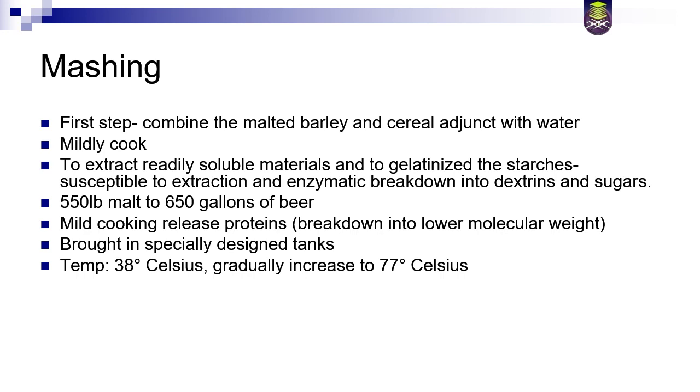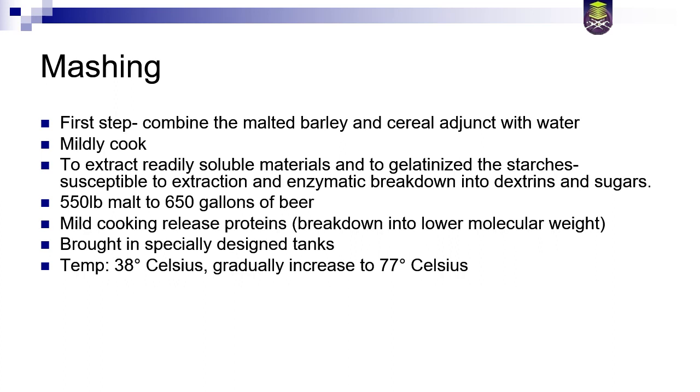Okay, mashing. In mashing, the first step is to combine the malt, barley, and cereal agent with water and mildly cook, to extract readily soluble material and to gelatinize the starch. Substance is extracted and enzymatically broken down into dextrin and sugar or glucose. 550 pounds of malt into 650 gallons of beer.